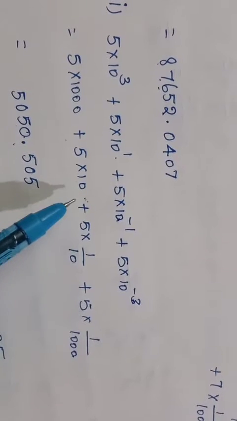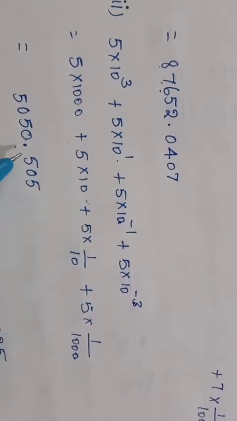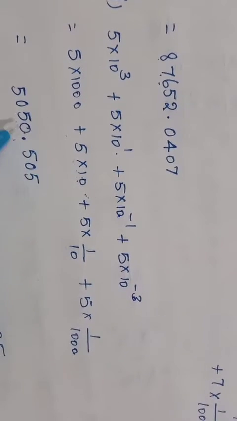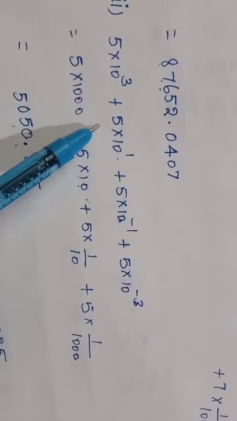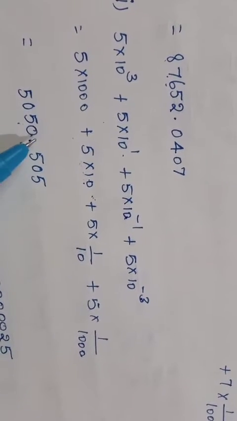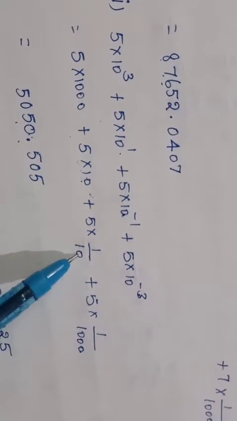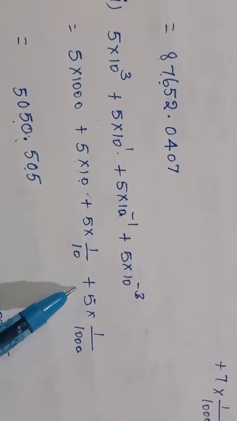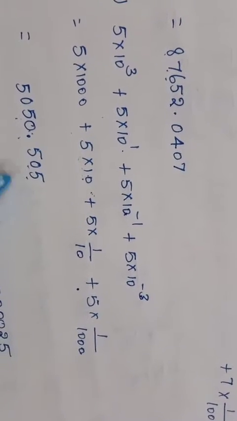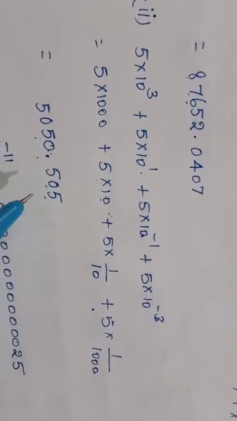Once again listen. Here the ones place is missing, so write 0. The tens place, 5 into 10, is 5. Hundreds is not there, so it is 0. How many thousands are there? 5. Point. The tenths place is 5. 1 by 100, the hundredths place, is not there, so 0. Then the thousandths place is 5. So this is the answer.